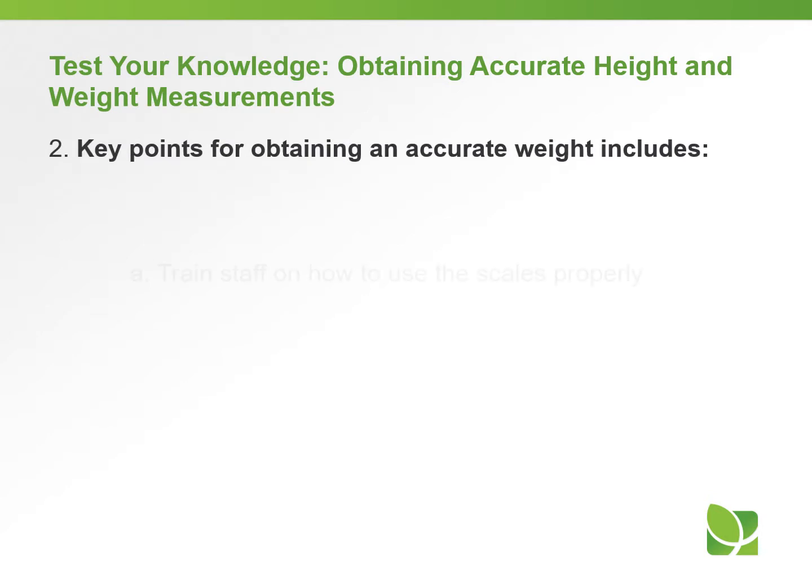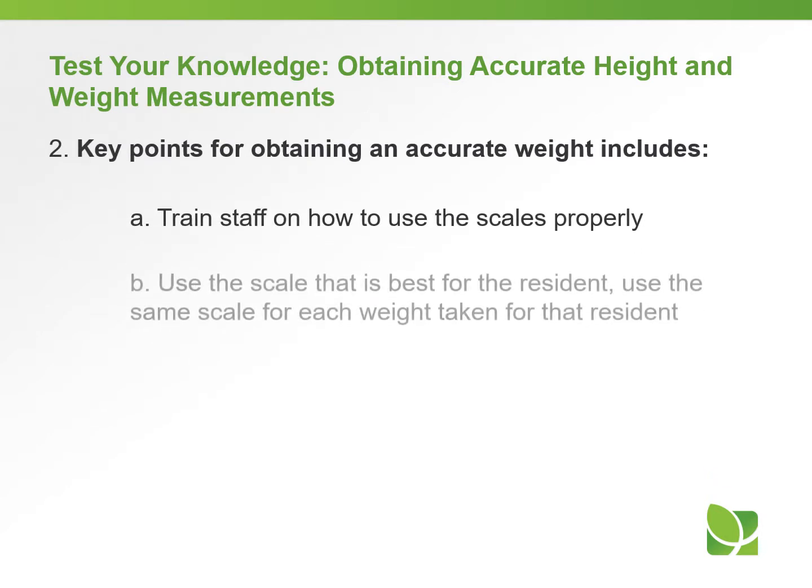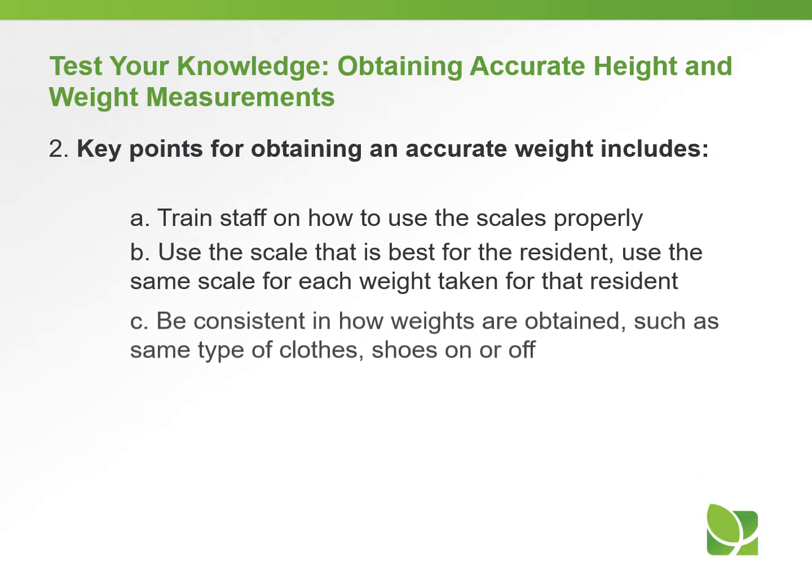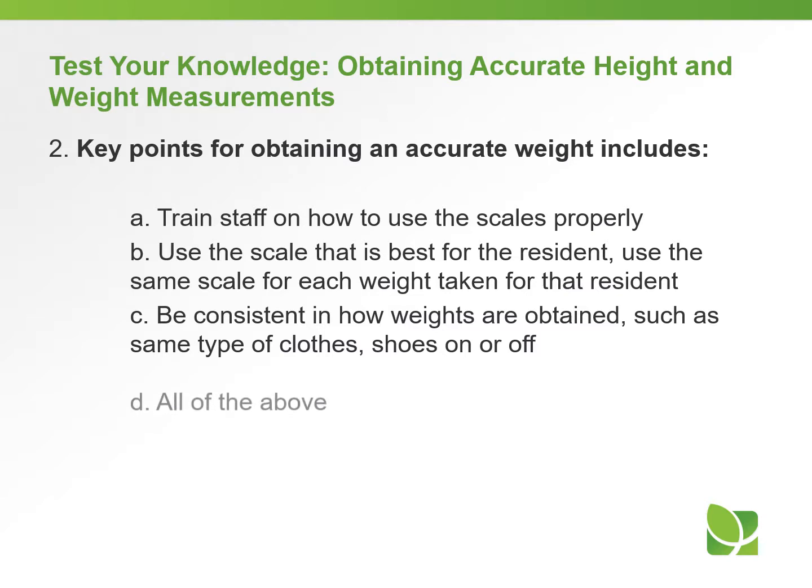Question number 2, key points for obtaining an accurate weight include: A. Train staff on how to use the scales properly. B. Use the scale that is best for the resident. Use the same scale for each weight taken for that resident. C. Be consistent in how weights are obtained, such as same type of clothes, shoes on or off. Or D. All of the above.